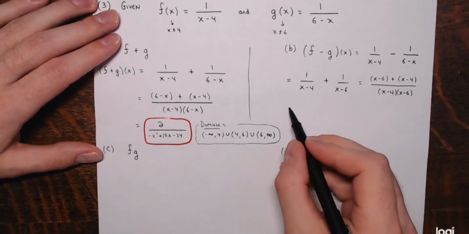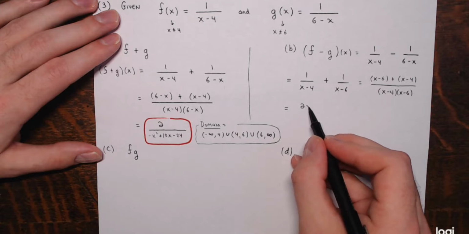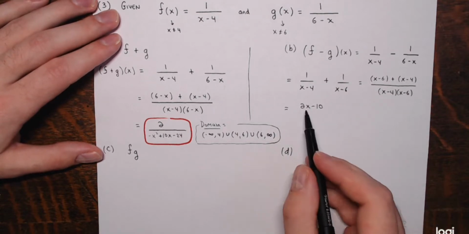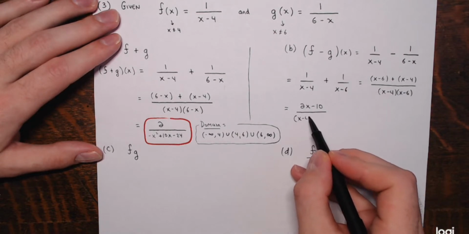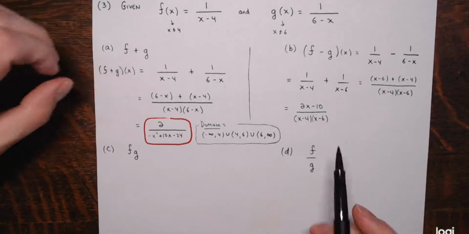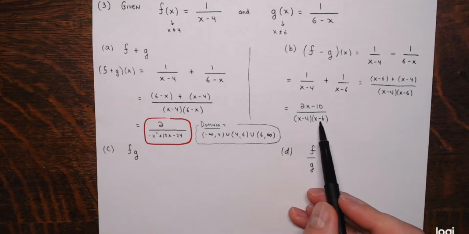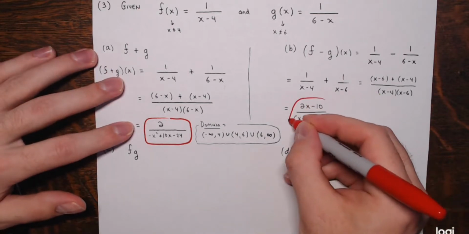And so the numerator would be 2x minus 10. Right? We combine like terms, or 2 times the quantity x minus 5 divided by x minus 4 times x minus 6. And you could leave it like this. This is simplified. Now if you want to multiply out the denominator, you can. That'd be x squared minus 10x plus 24. But this is as simple as a fraction will get. Right?